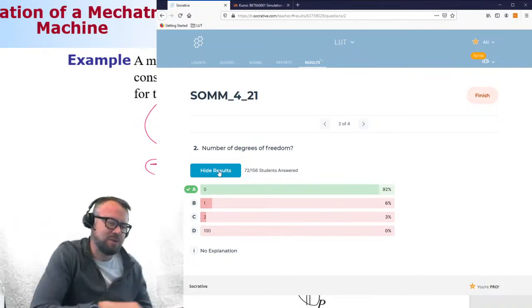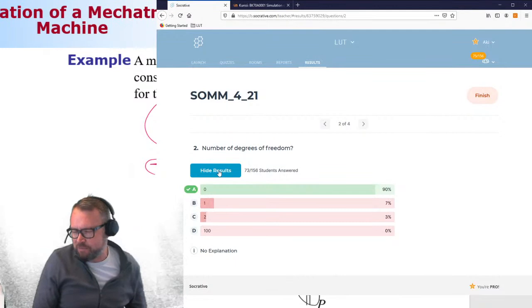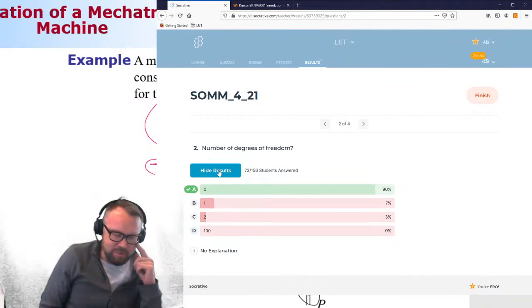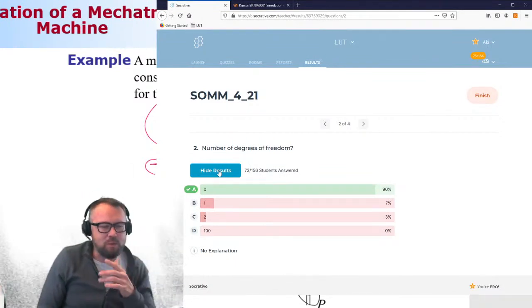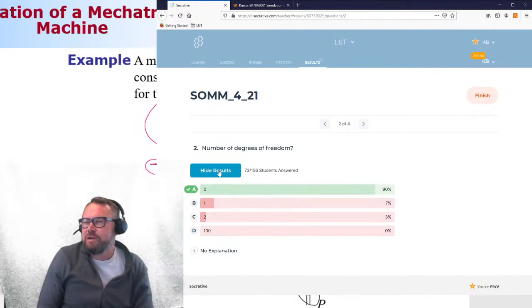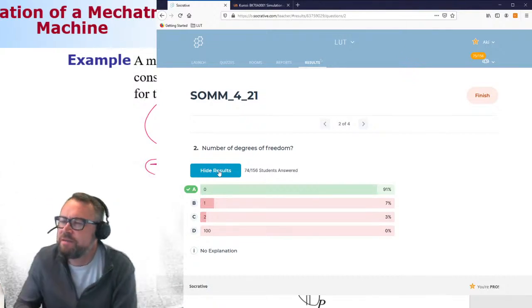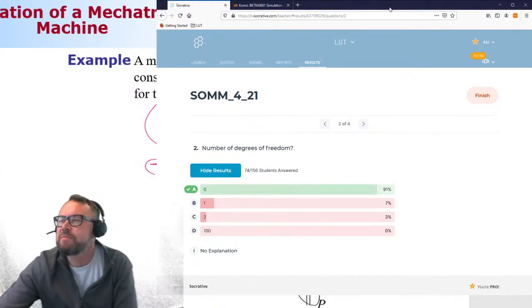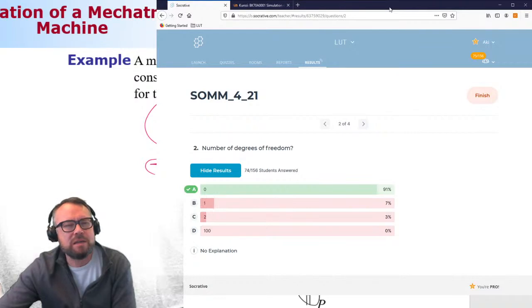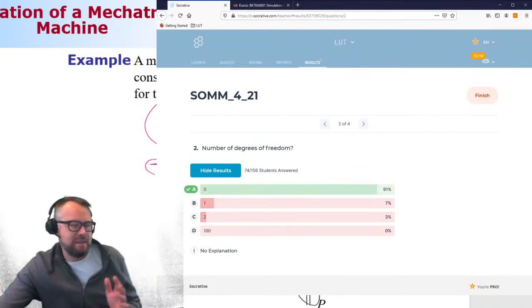Actually, I forgot to write down the winner from the last game. Sorry about that. I need to check this stream a bit later to see who the winner was last time. So here's the results. All right, so it's 91. So it's not as high as I thought it was. It's still okay. It's very high, but it could be higher than that.